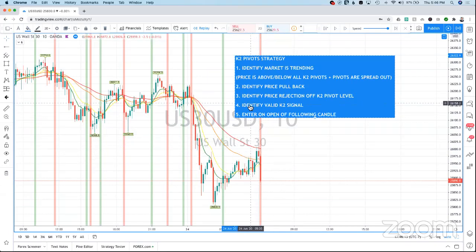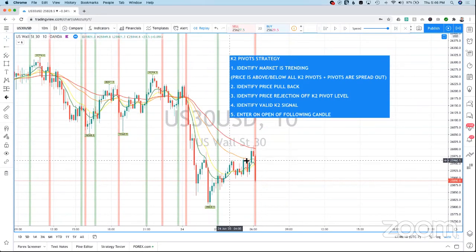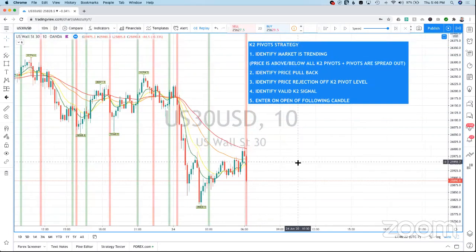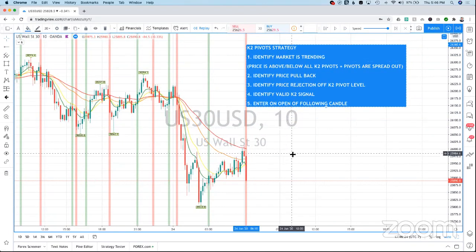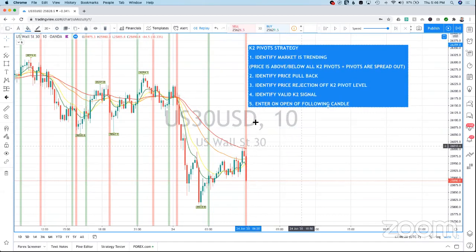And then next, you identified a valid K2 signal. So right here, price rejected, followed with a K2 sell signal. The sell signal is valid because it's a sell signal with a red bearish candle. So once all those requirements are met, you can enter on the open of the following candle.